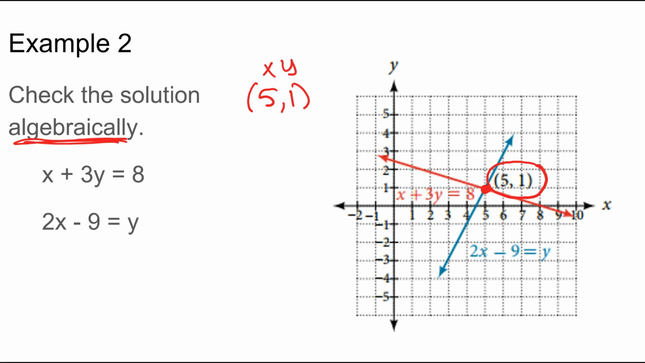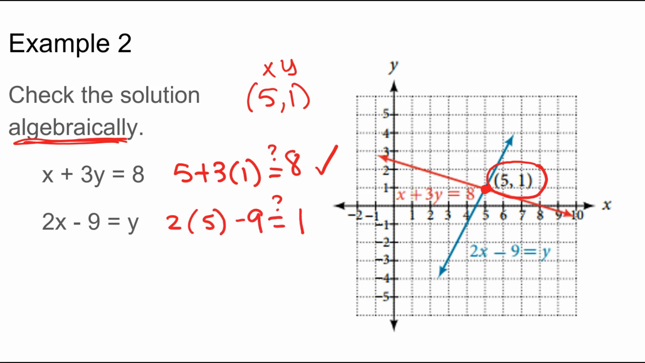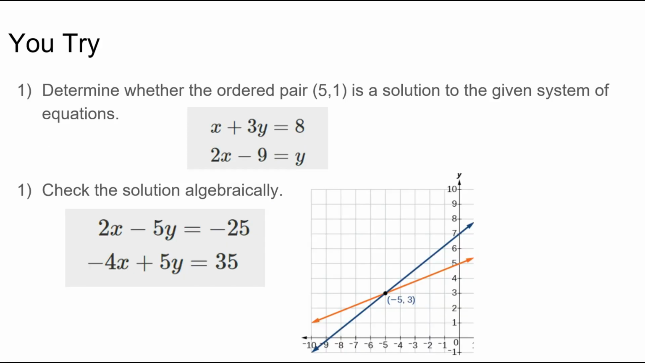They want us to check it algebraically. So we will see 5 plus 3 times 1. Does that give us 8? 5 plus 3, that one works. 2 times 5 minus 9, does that give us 1? 10 minus 9 gives us 1. There we go. You try the following examples on your own. Press play again when you're ready to see the solutions.